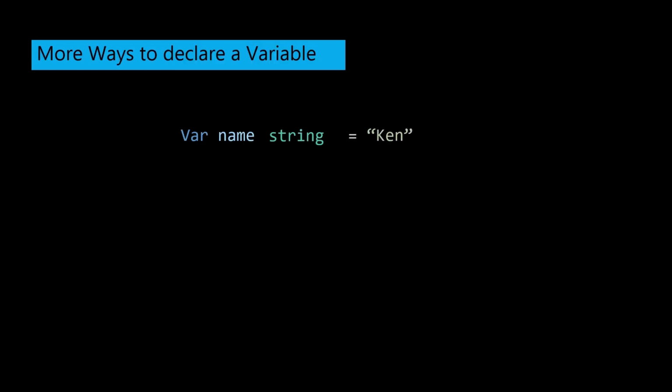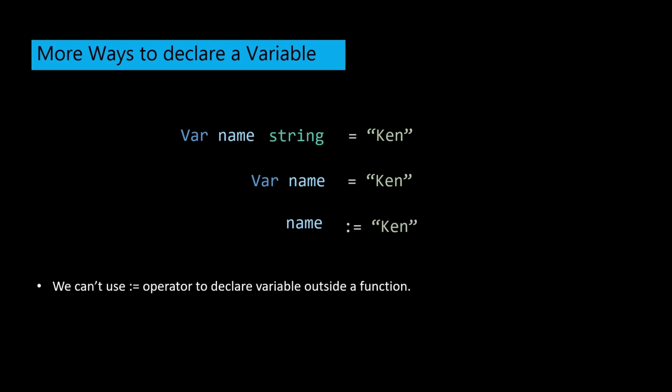Now, let us see some more ways to declare a variable. The first one is the standard way that we are using from the beginning. Now, I can omit the data type also if I am initializing my variable at the time of declaration. I can also omit the var keyword and use the shorthand operator. But note that the shorthand operator can only be used inside a function and it cannot be used to make constants.